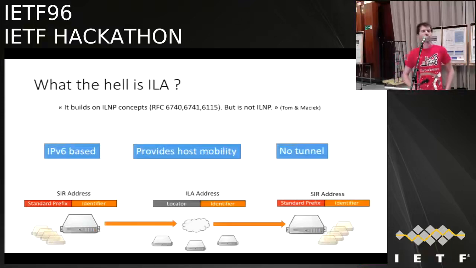So very quickly, ILA is basically something that is based on IPv6. It provides us host mobility in data center, but not only, and it works with node tunneling. You take an IPv6 address, you cut it in half. The first half is for locating the destination, and the second half is the identifier. I don't have more time to explain details.